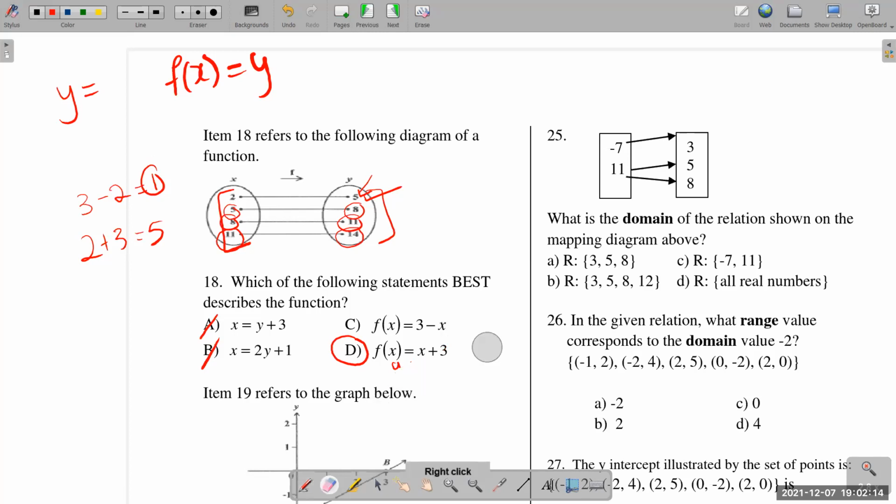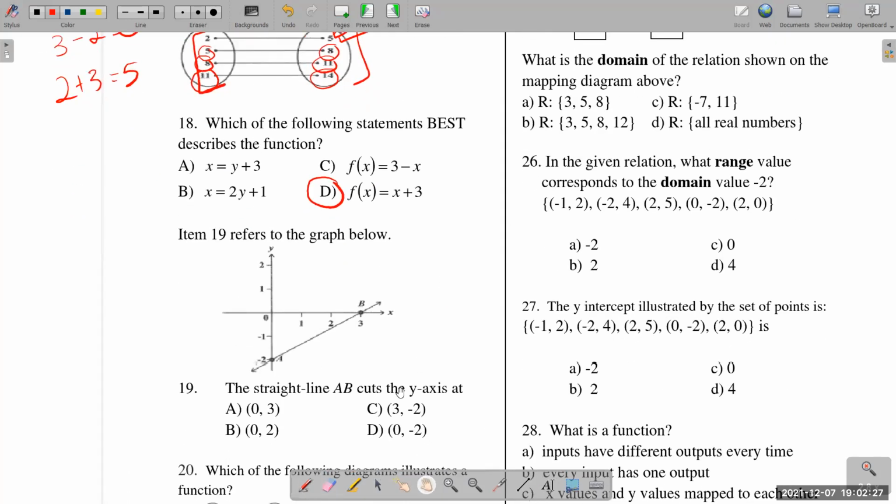Everybody remember that's how functions and relations work? Input and output. X is the input, Y is the output. So your answer is D. Okay? Let's keep it moving.